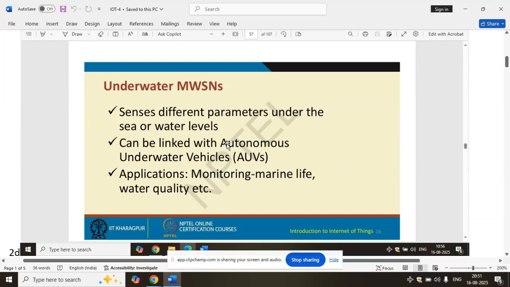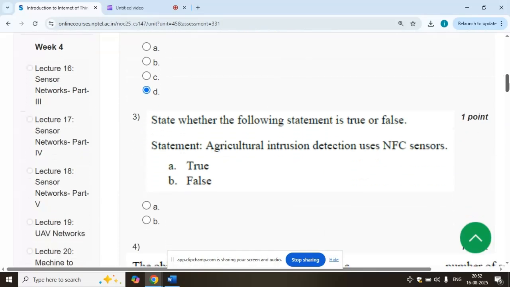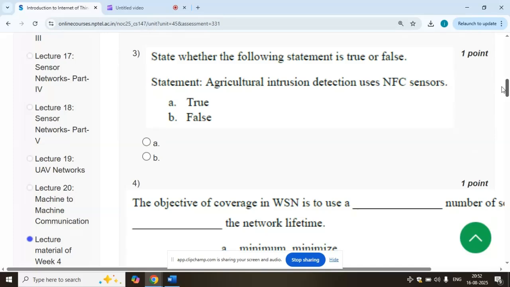So full form of AUV, we can see here. It is point number two, bullet number two, autonomous underwater vehicles. So the answer here is none of this. So aerial, ambient, astronomical. Sorry, D. Answer is D. None of this. Third one, state whether the following statement is true or false. Agricultural intrusion detection uses NFC.